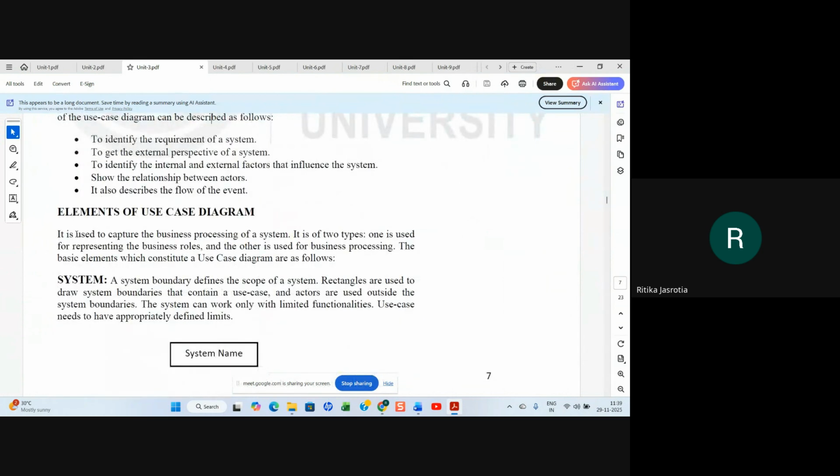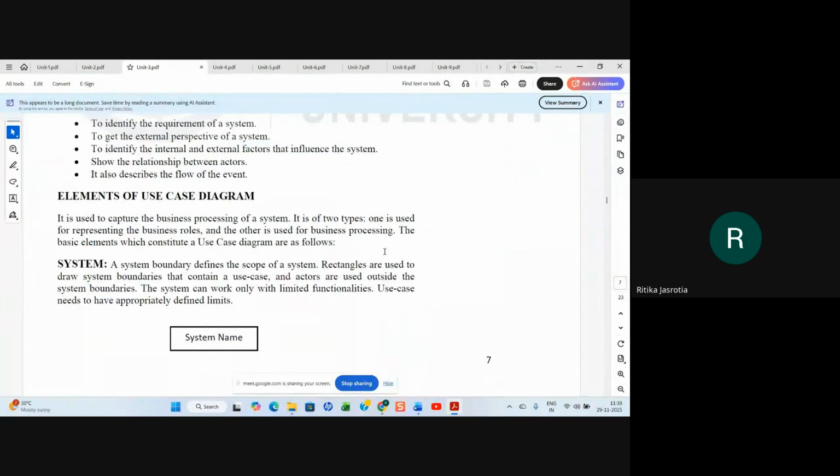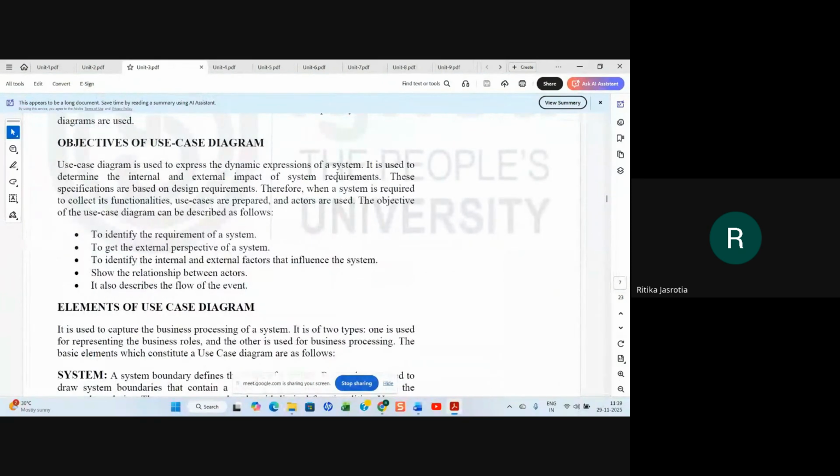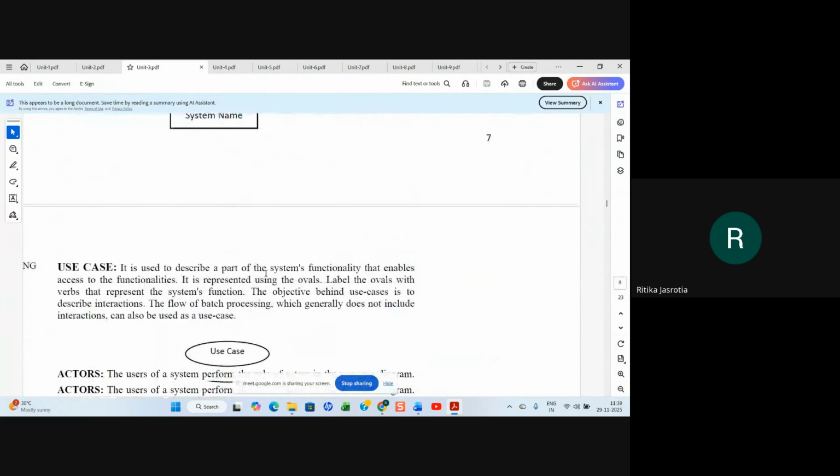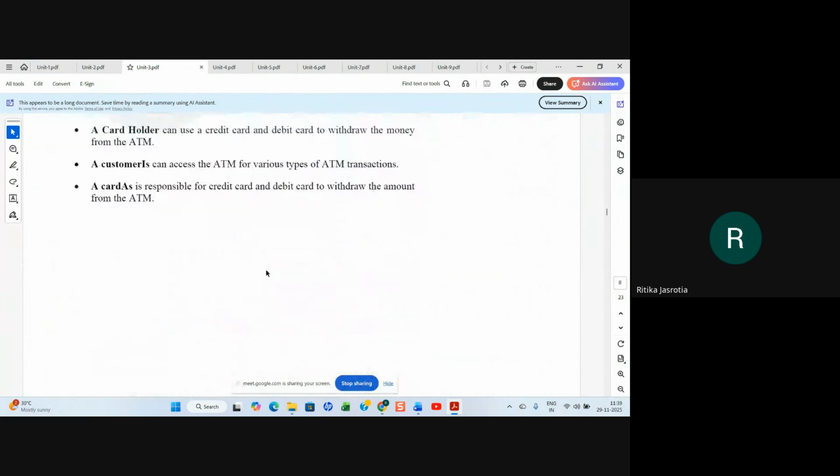It is used to capture the business processing of a system. It is of two types. One is representing the business rules and the other is used for business processing. So where you have your internal and external impact of the system, where the specification of the design or requirements are there, there you will use it.